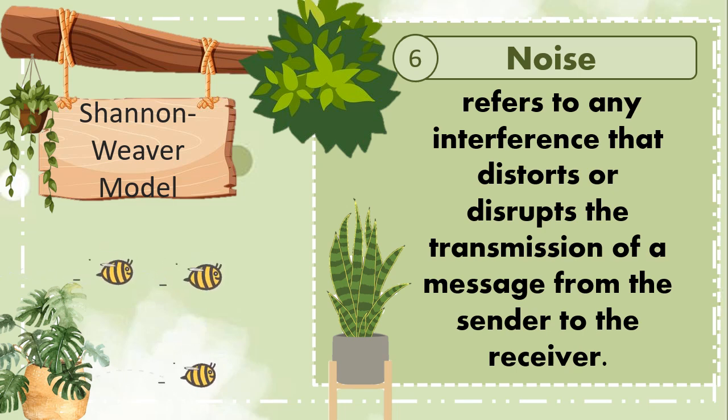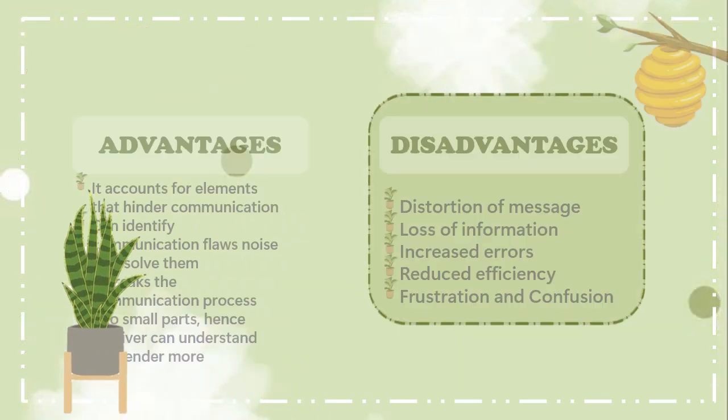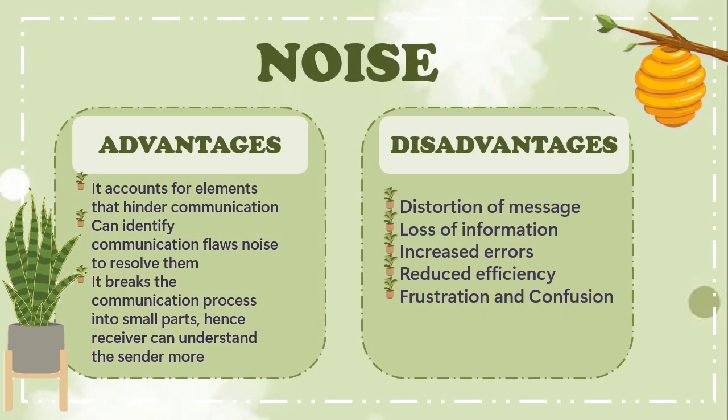So, what are the advantages and disadvantages of the Shannon-Weaver model? Advantages: it accounts for elements that hinder communication, so it can identify communication flaws and noise to resolve them. It also breaks the communication process into small parts, hence the receiver can understand the sender more. The disadvantages of the Shannon and Weaver communication model are the distortion of message, loss of information, increased errors, reduced efficiency, frustration, and confusion.